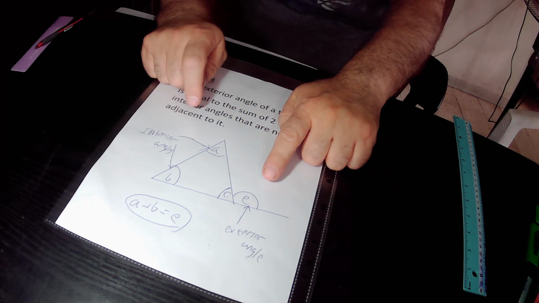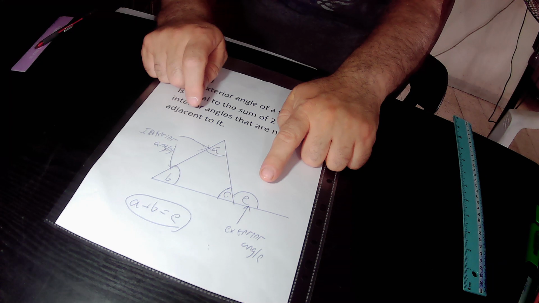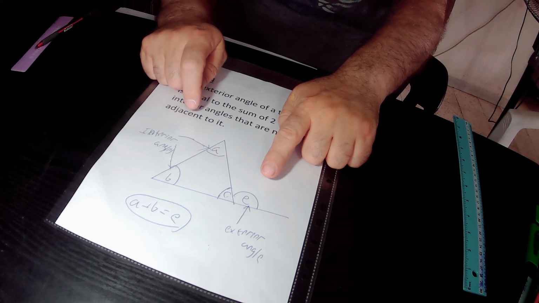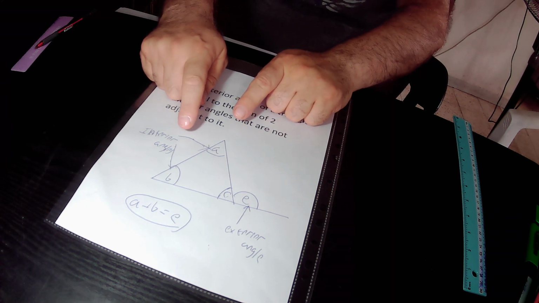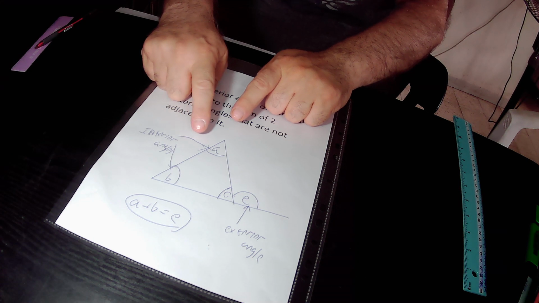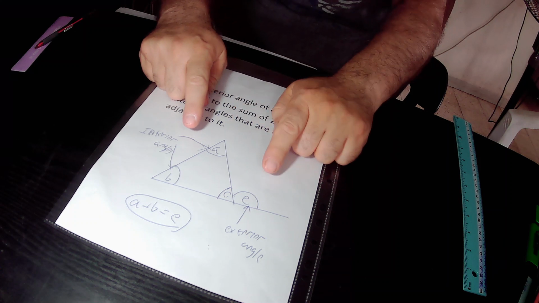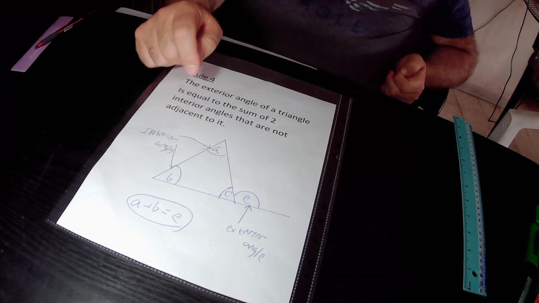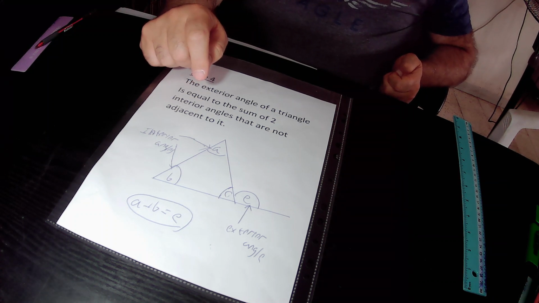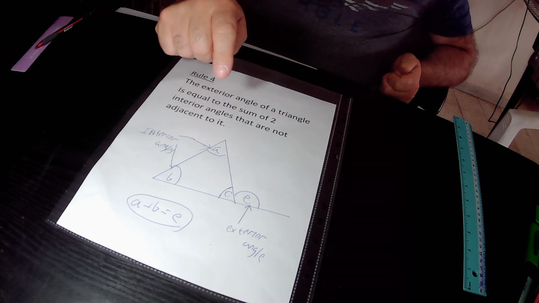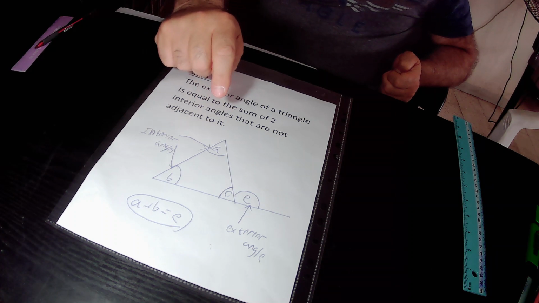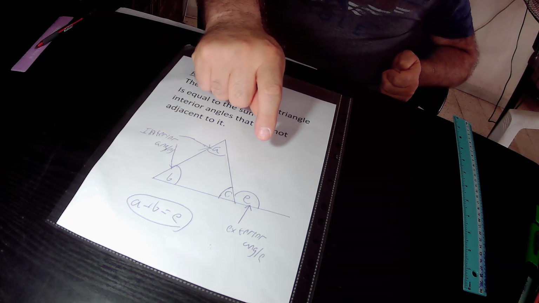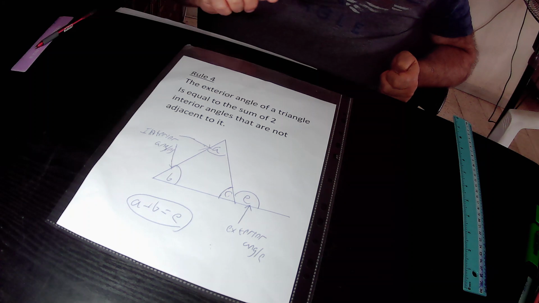Or the size of the exterior angle, angle E, is equal to the sum of the two interior angles that are not adjacent to it. And the two interior angles that are not adjacent to it are A and B. And therefore the size of the exterior angle E equals A plus B. That is to say, the size of angle E is equal to A plus B.